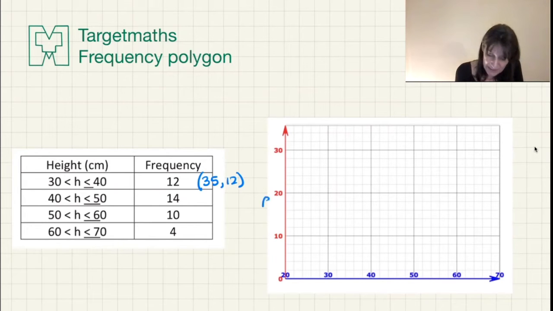Frequency is always along the y-axis, and our x-axis is our class width. All of that would be labeled for you, but it's really important to check in with your labels and your table just to make sure you are plotting things on the right lines. So the 35 is midway between 30 and 40, and I'm plotting it on the number 12.